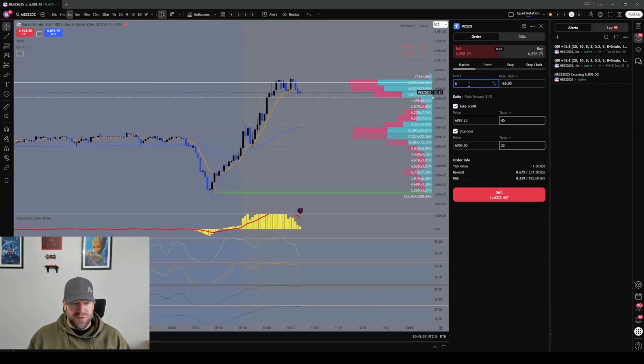What I'm really doing with the 6 micros is I enter small. I wait until it's going in my favor. If it doesn't, great. I'm out with less of a loss. If it does, I can scale in.